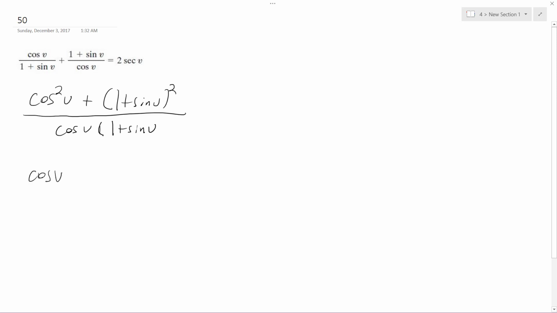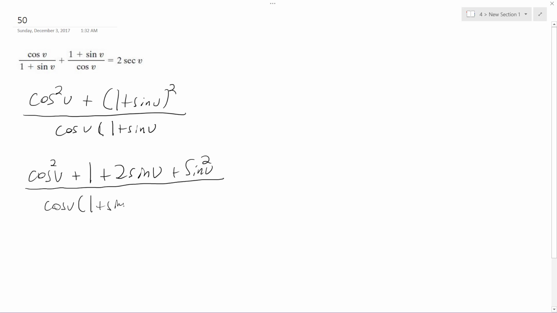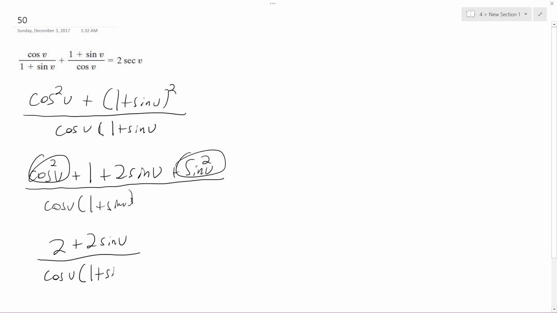Okay, so on top, cosine squared v plus 1 plus 2 sine v plus sine squared v, and then on the bottom, cosine v and then 1 plus sine v. So on top, the sine squared and the cosine squared become 1, so we get 1 plus 1, so we get 2 plus 2 sine v over cosine v times 1 plus sine v.